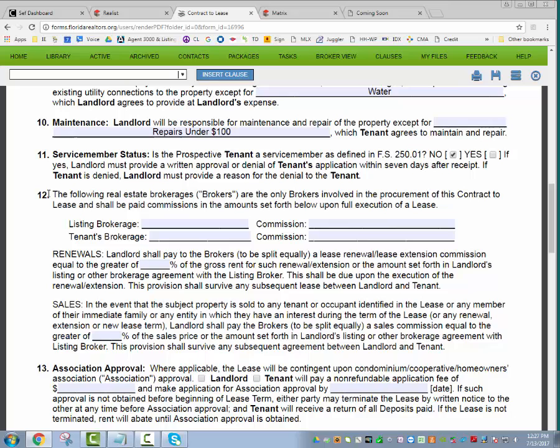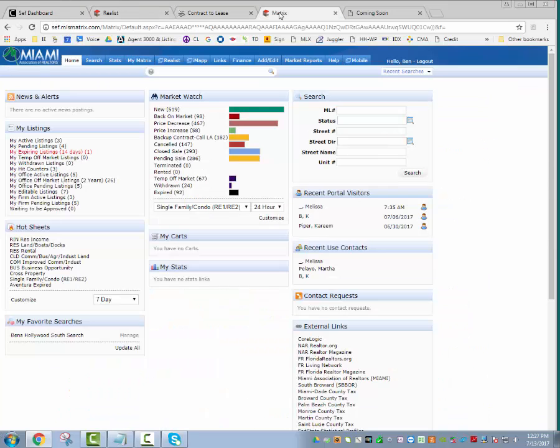So this section 12 is now also new. So we have the brokerage firms now. So on this particular one, we'll put List Realty, which is our company, and we can just write half a month. Okay, and you find that going to your matrix, downloading the MLS.